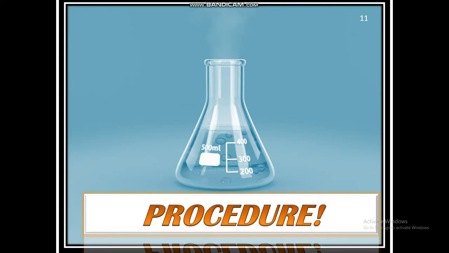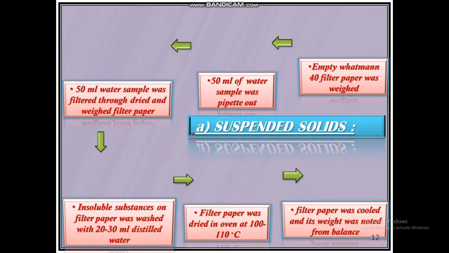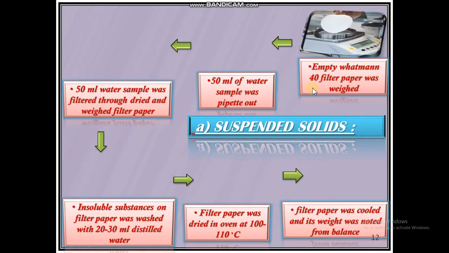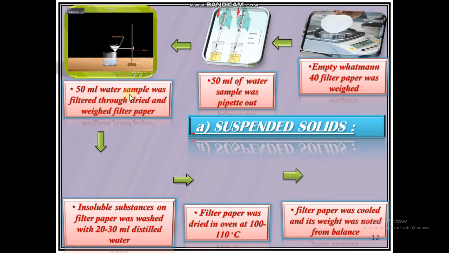Moving towards the procedure for suspended solids. In the first step, empty Whatman 40 filter paper was weighed. Then, 50 ml of water sample was pipetted out. The 50 ml water sample was filtered through this dried and weighed filter paper.